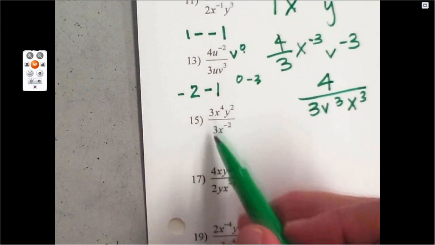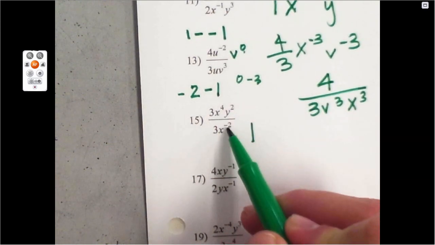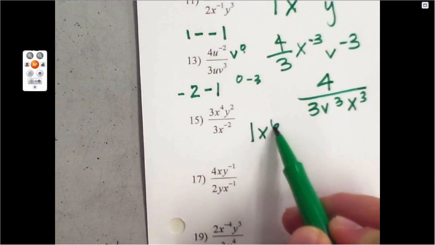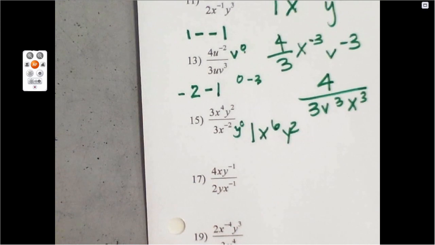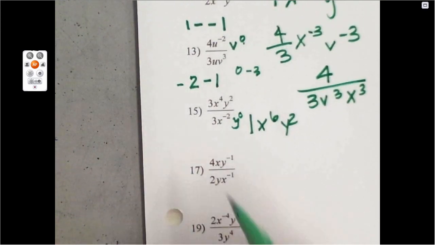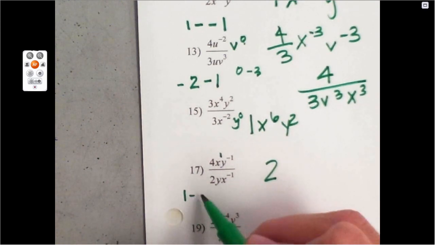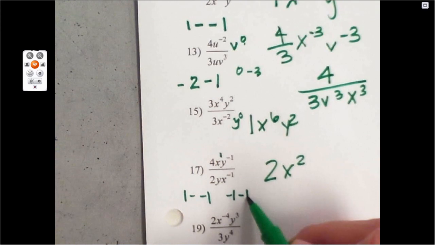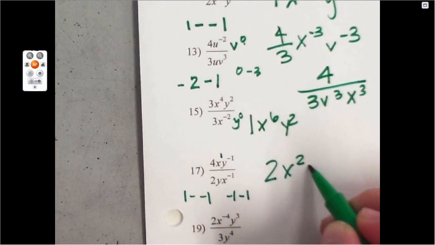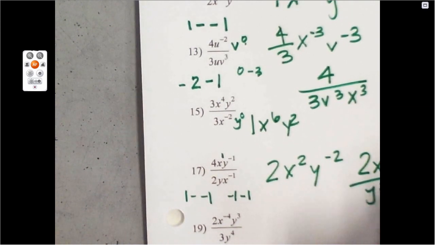Number 15, 3 divided by 3 is 1. 4 minus negative 2 is 6. 2 minus 0 is 2. Number 17, 4 divided by 2 is 2. 1 minus negative 1 is 2. Negative 1 minus 1 is negative 2. This would be 2x squared over y squared.